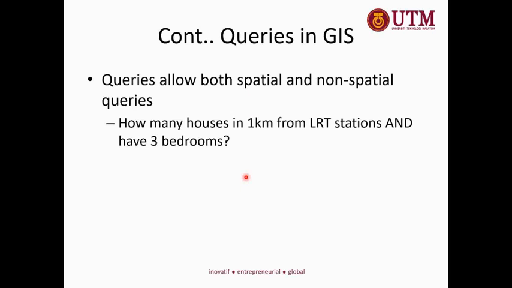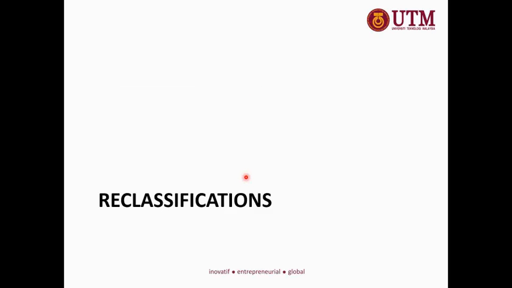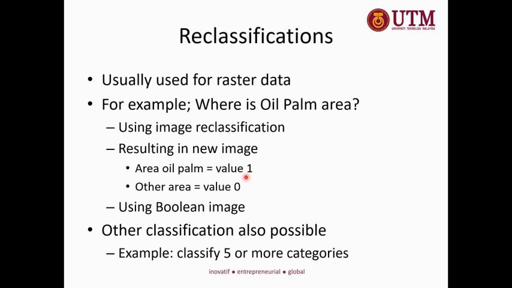Okay, that's the second analysis that can be done in GIS. So the third one is reclassification. We have certain values for our data, for our feature, and then we want to reclassify it into certain other classes or categories. Right. So reclassification is usually used for raster data.